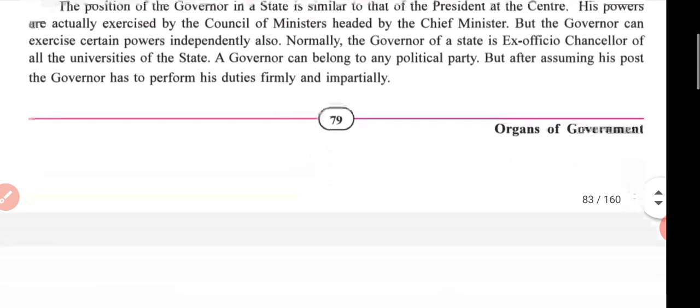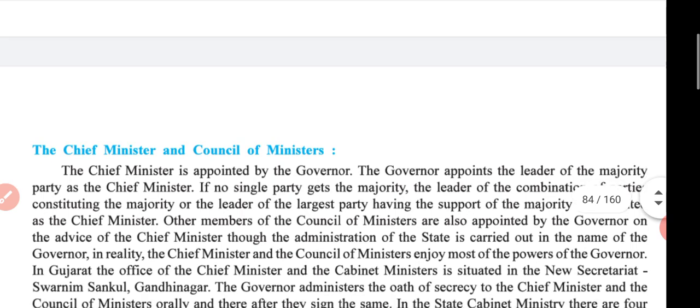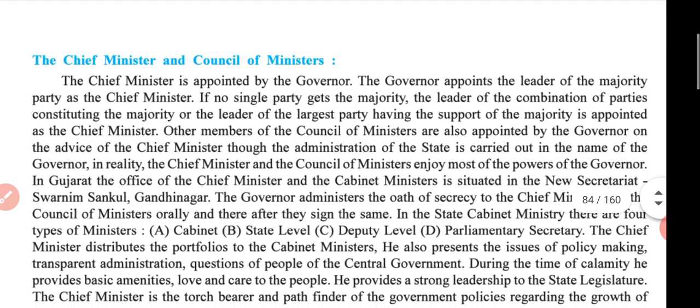Then next point, the chief minister and council of ministers. The chief minister is appointed by the governor. In the governor's topic, we have already seen this. The governor appoints the chief minister. So both are the same point.